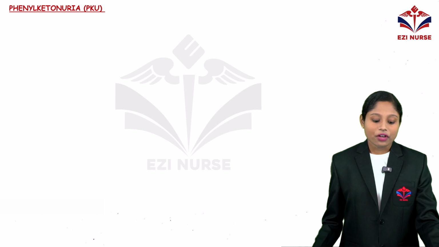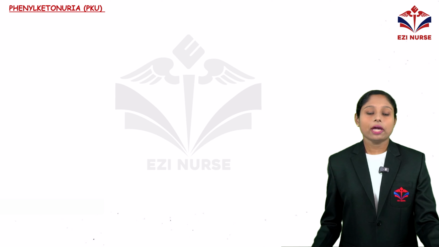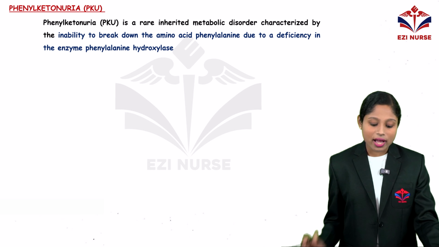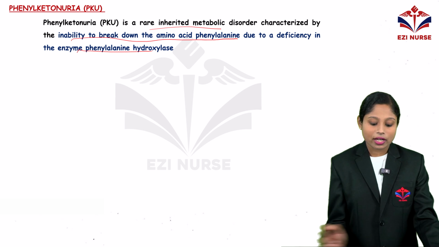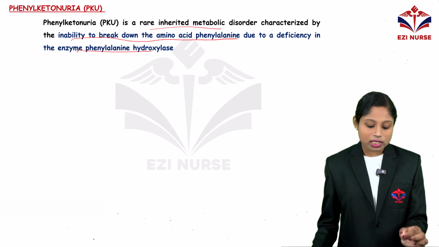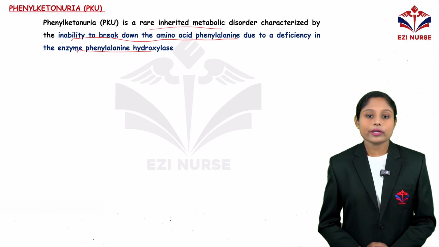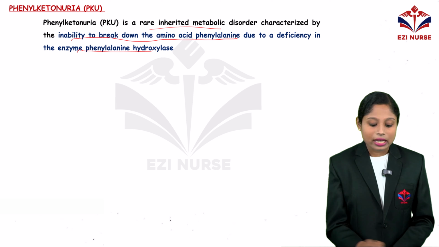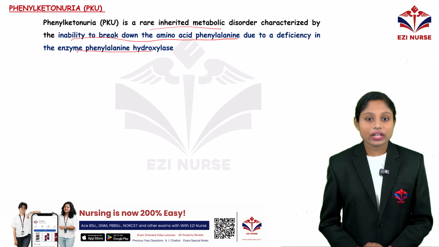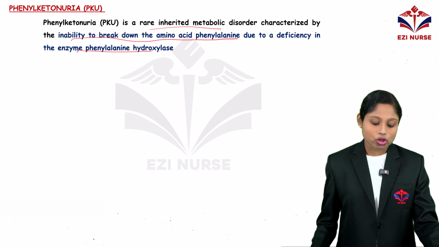Now we are moving to another important disease condition that occurs in genetics, that is phenylketonuria. It's also an important 2-mark question. What is phenylketonuria? It's a rare inherited metabolic disorder characterized by inability to break down the amino acid phenylalanine due to deficiency in the enzyme phenylalanine hydroxylase. Due to that deficiency, there is inability to break down phenylalanine. So this is the definition of phenylketonuria.